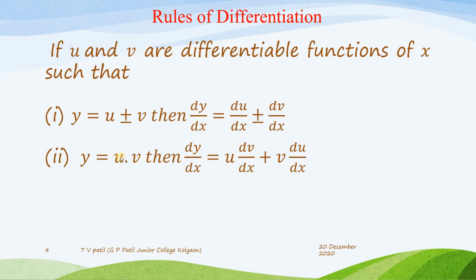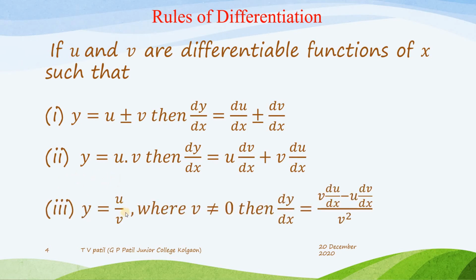That means if u is the first function and v is the second function, then it is the first function into derivative of second function plus second function into derivative of first function. Now third one, if y is a function u upon v where v is non-zero, then derivative of y with respect to x is nothing but v into du by dx minus u into dv by dx upon v square. These are the three main formulas for finding the derivative: addition, subtraction, multiplication and division.